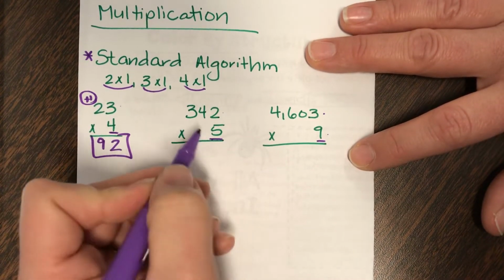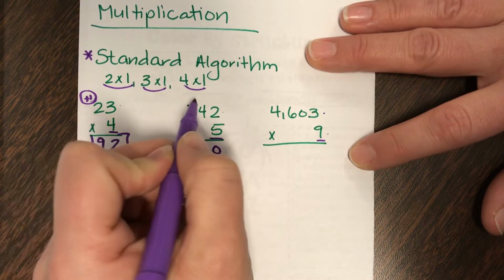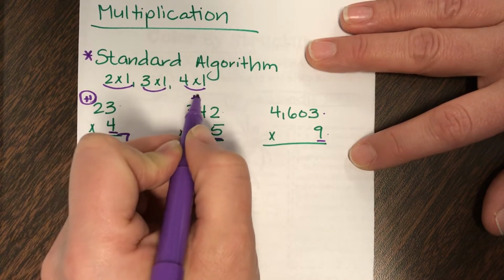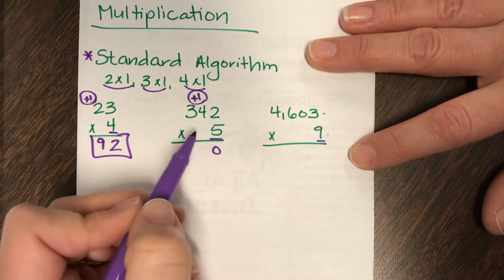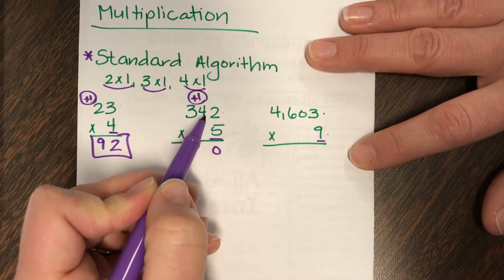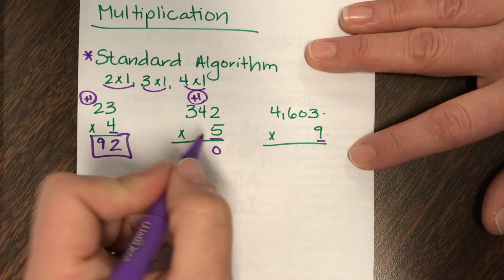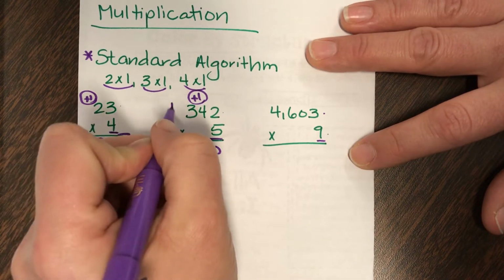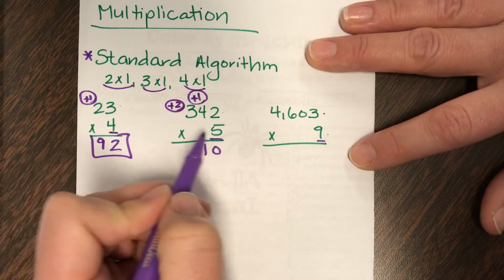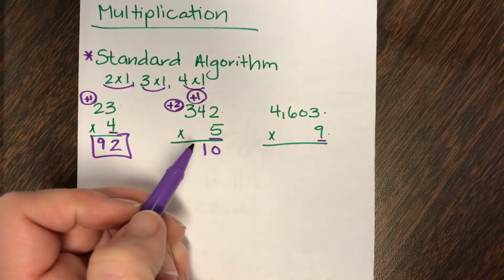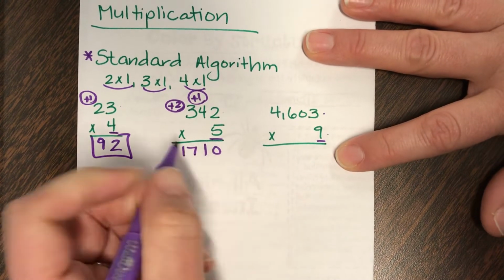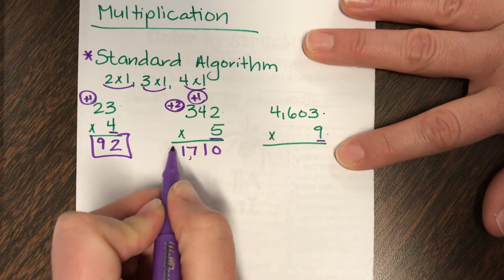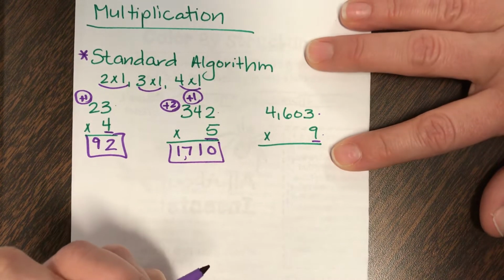Our 3-digit by 1 digit, 5 times 2 is 10, 0. I always tell my students to put a plus sign and then circle it to help us remember that that friend's hanging up out there. 5 times 4 is 20, plus 1 more is 21. So then we're going to regroup that 2. 5 times 3 is 15, plus that 2 is going to give me 17. I have 1, 2, 3, comma, for an answer of 1,710.